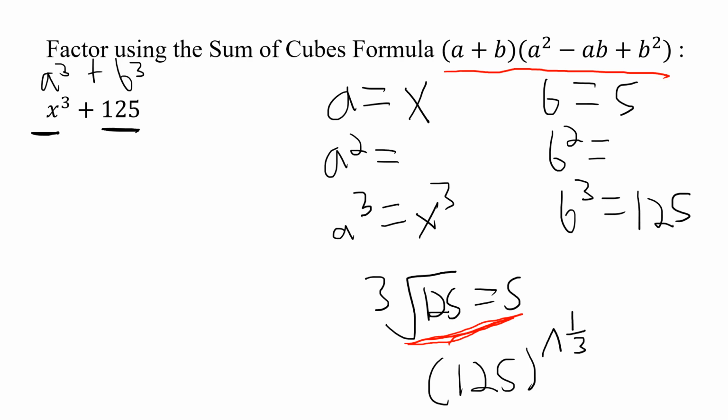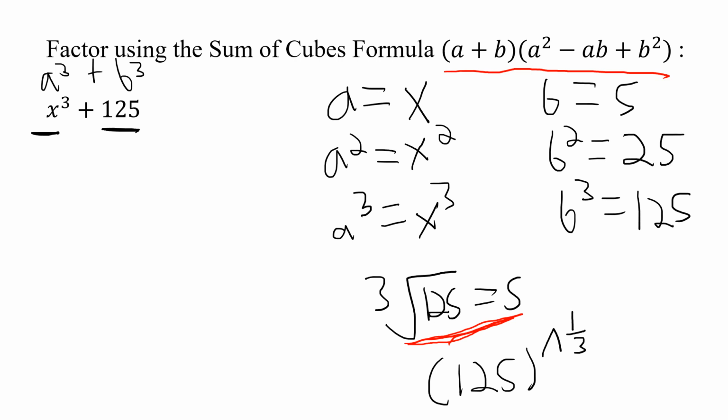So now that we know what a and b are, we need to find a squared and b squared. Well, a squared is just a, which we said was x, but with a square on it. B squared is just b, which is 5, squared. What's 5 squared? That's 5 times 5. What's 5 times 5? 25.